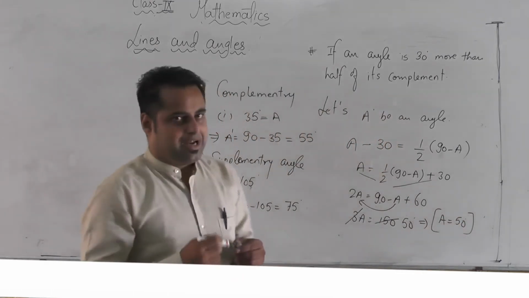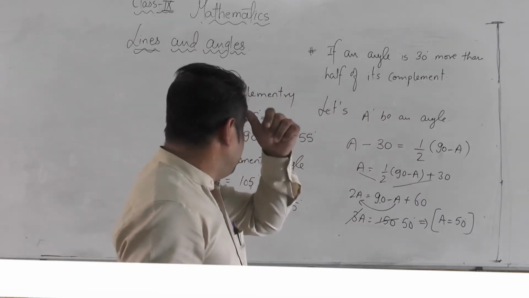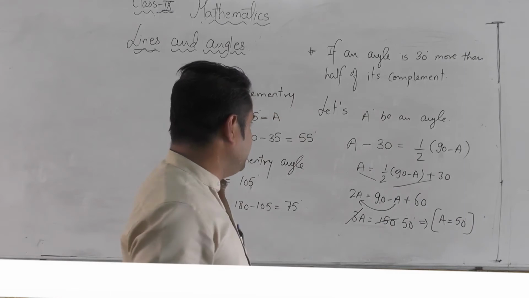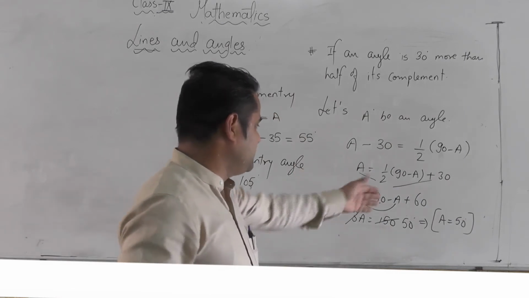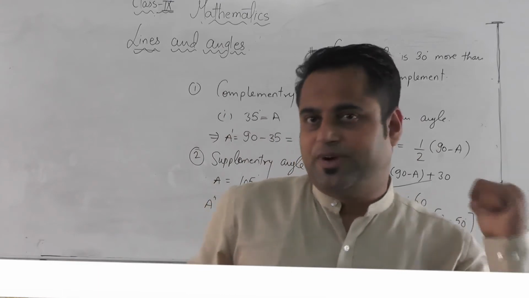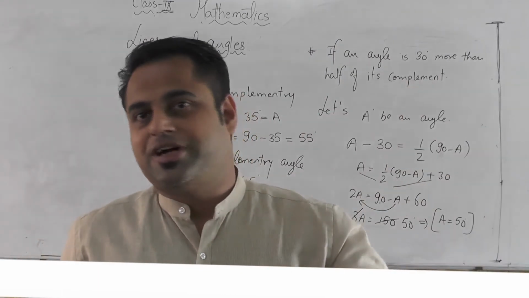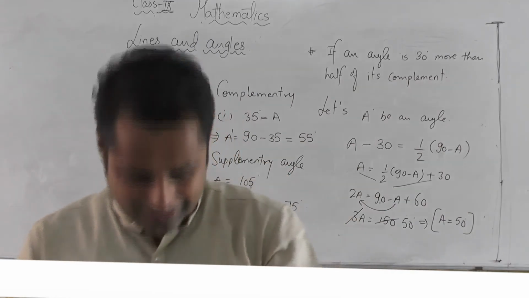Okay, our angle comes to 50. Now see, 50 is 30 more than half of its complement. The complement is 40, and half of the complement is 20. So 50 is 30 more than 20. That's how it is. Okay.